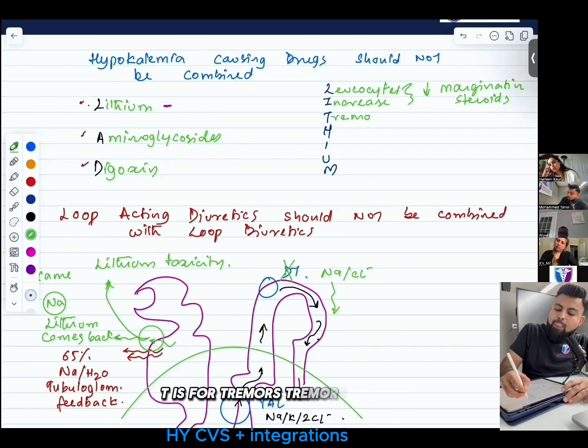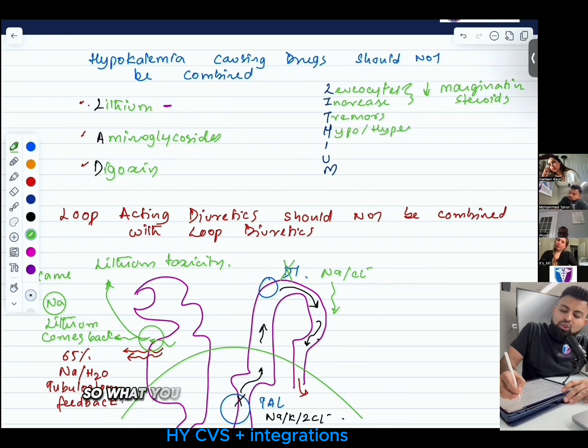T is for tremors. Tremors, right? H is for hypo- and hyperthyroidism. Yes, so what you should do is always monitor the TSH levels when the patient is on lithium.